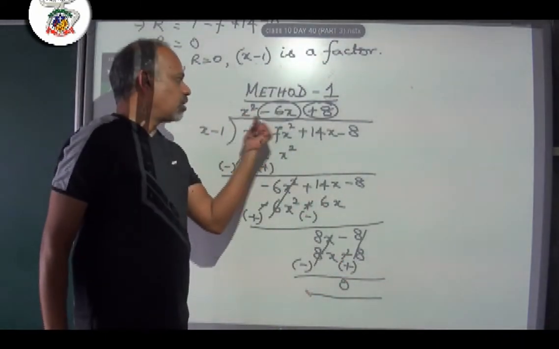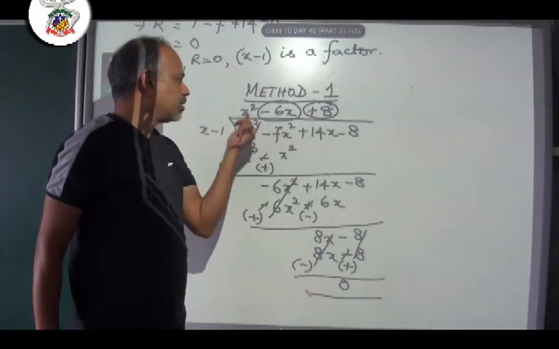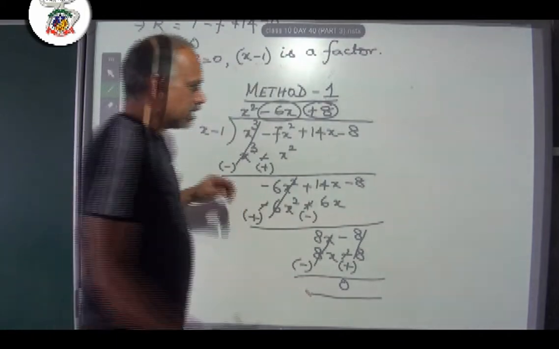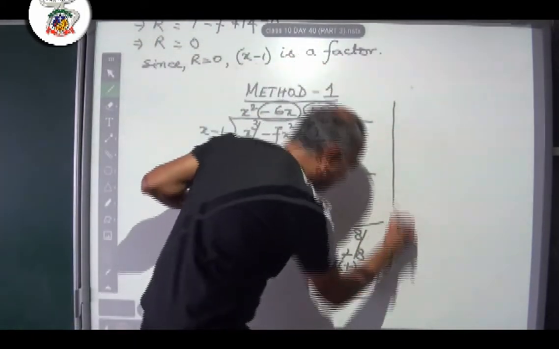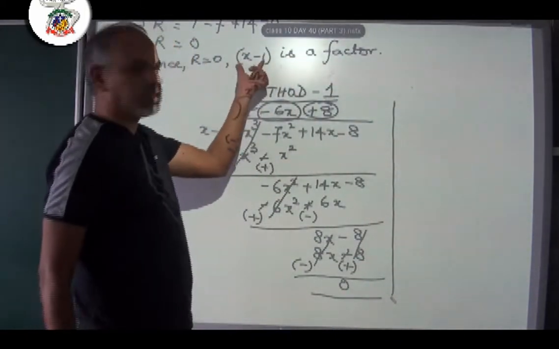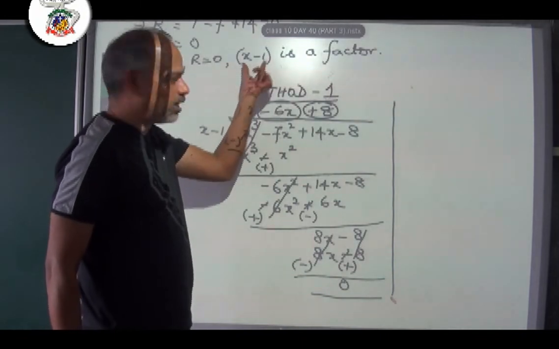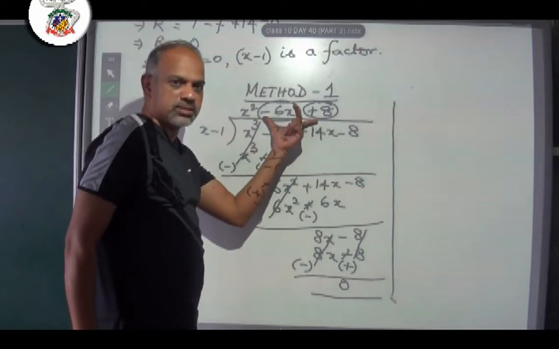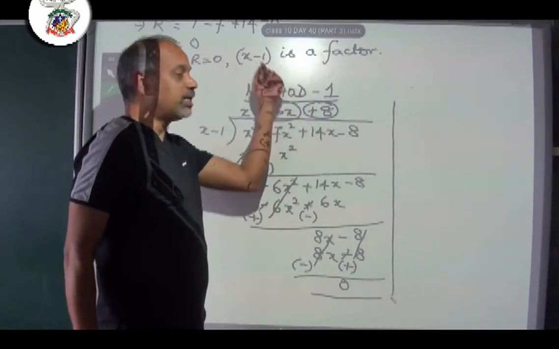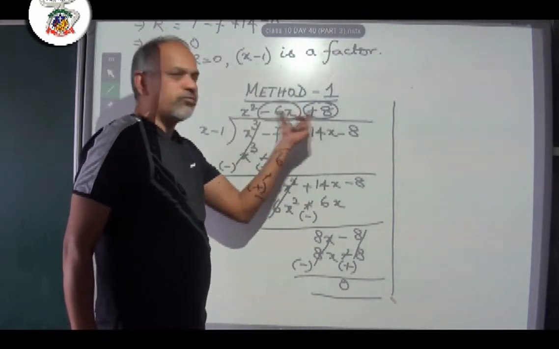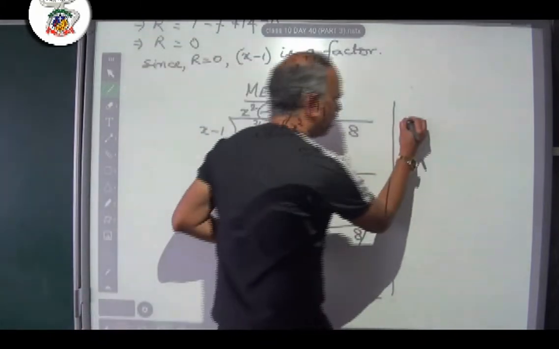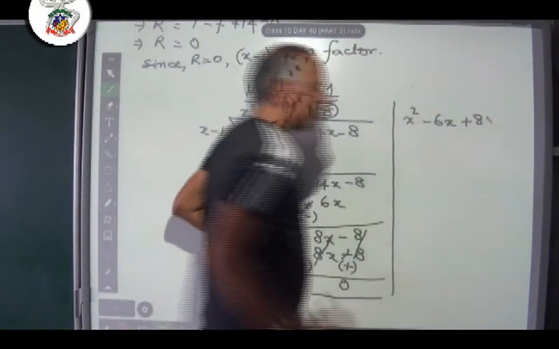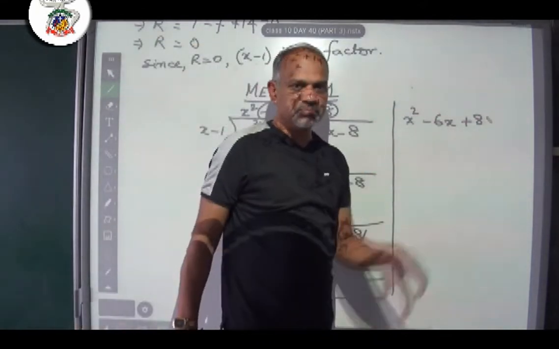Now, you got a quotient here with 3 terms, x squared minus 6x plus 8. This needs to be factorized to get the other two factors. One factor which you know was x minus 1. We used this x minus 1 and we divided this expression by that known factor. So you got this as the quotient. Now to find the other two factors, x squared minus 6x plus 8 has to be factorized. Let's split the middle term.